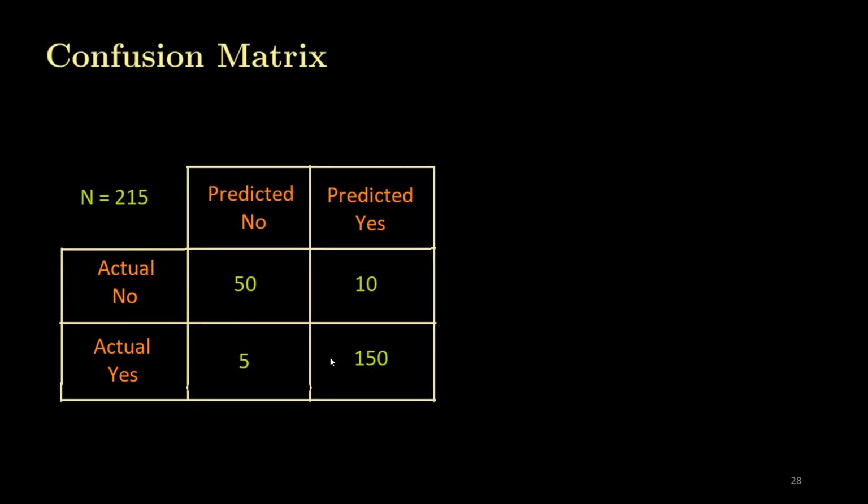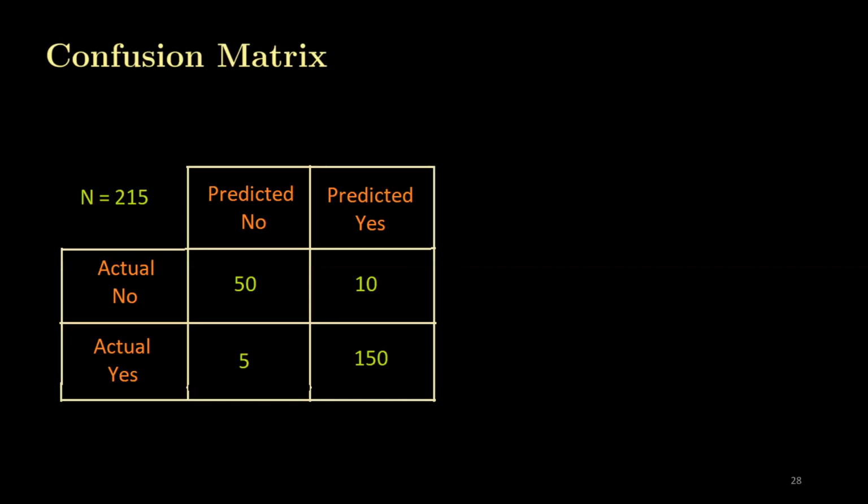Now look at these 150 samples. They are at the intersection of actual yes and predicted yes. It means these 150 samples belong to the class yes, or the positive class, and the model is also predicting them as yes, or as the positive class. It means these 150 samples are also correctly classified by the model. So these 50 and these 150, which are present on the diagonal of this confusion matrix, are the samples which are classified correctly by our model.